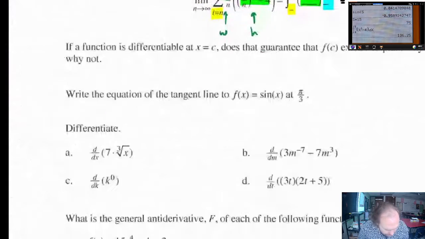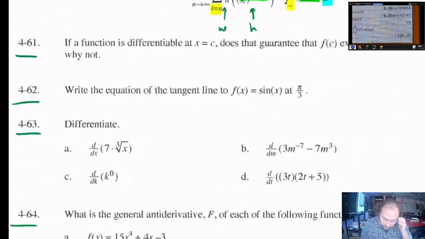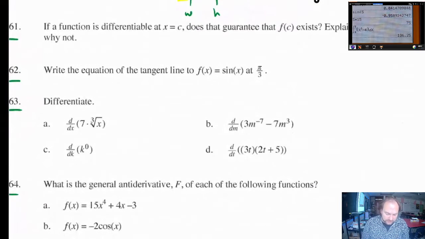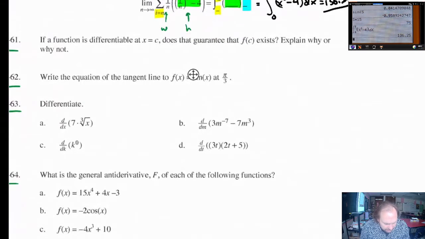Anyway, question 61. If a function is differentiable at x equals c, does that guarantee that f of c exists? This is a really quick, easy one. No, it doesn't, and I'll give you an example right there. Oh, actually, I think it does. Sorry, I was thinking the other way around logically.